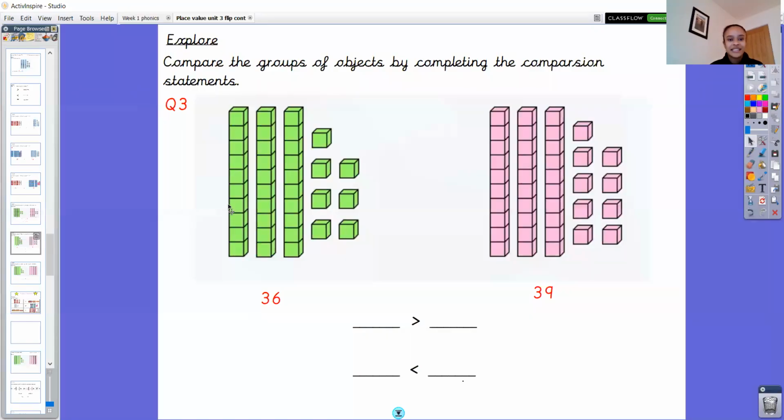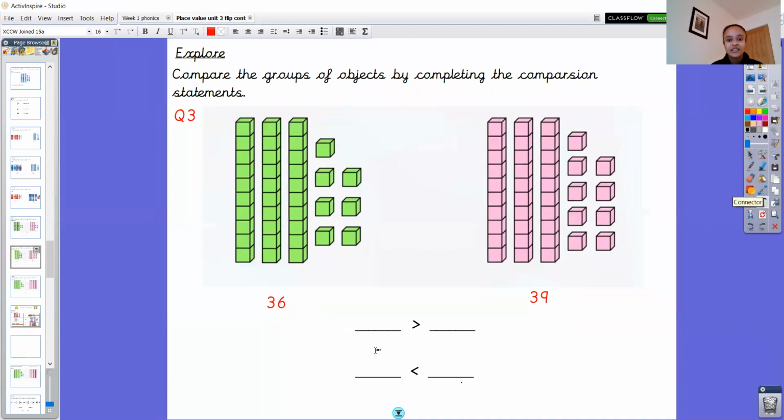Good job, year one. So let's have a look. I've got 36 here, 3 10s and 6 1s, and I've got 39 here, 3 10s and 9 1s. Okay, now I want to think about comparing. So I want to put the biggest number first. So this is the biggest number, 36. No, 39 is my biggest number, so the other order to the last one. So 39 is more than 36.